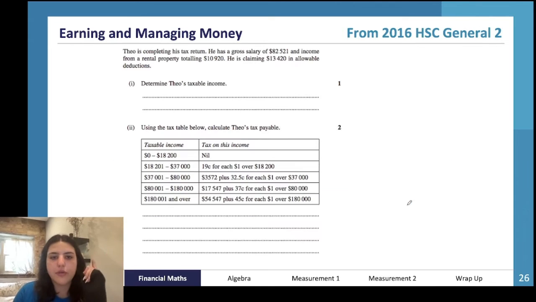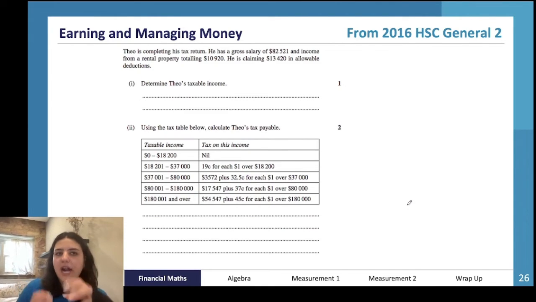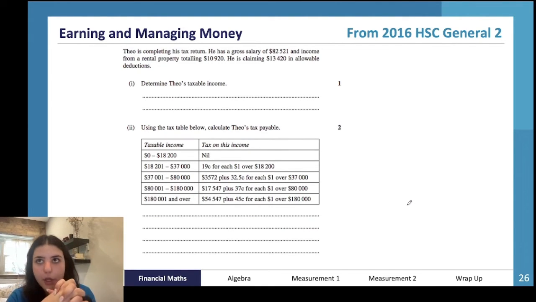Okay, so we're going to go through these questions together, but kind of in real time of me working them out so that you can see, okay, this is how I would work it out. You can kind of do it with me. This is from the 2016 HSC General 2 exam. Theo is completing his tax return.